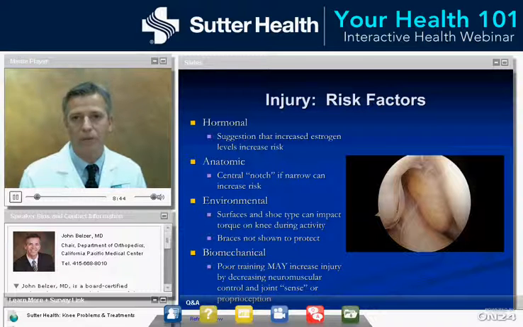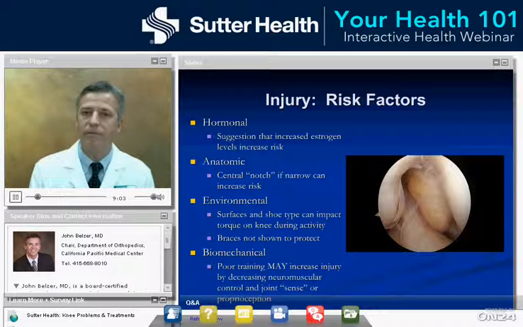Anatomical risk, we talked a little bit earlier about where the ACL traverses through the notch of the knee. If that notch is very narrow, that is an anatomical reason that the ACL may be torn. If that notch becomes exceedingly narrow, there's very little room for that ACL to move. In terms of environmental, the biggest environmental cause is the foot contact to the ground.